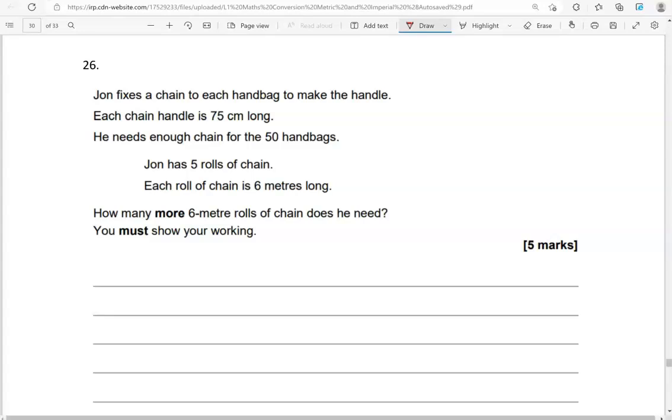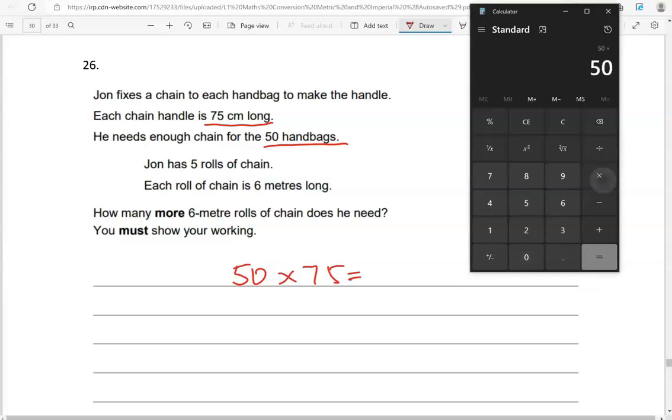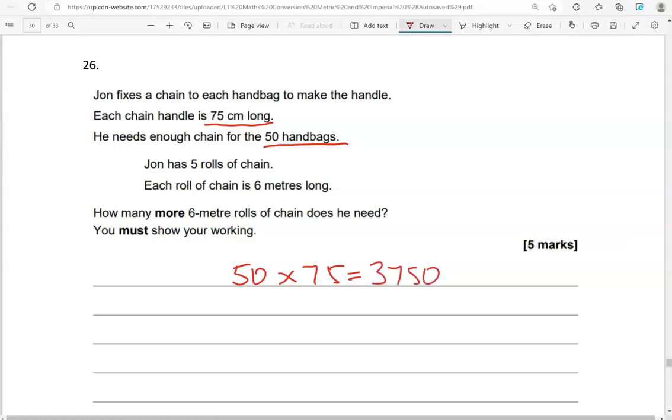So each chain handle is 75 centimeters long, and he has 50 handbags. So we're going to do 50 times 75, which is 3,750 centimeters of chain that he needs. He has 5 rolls of chain, and each roll of chain is 6 meters long, so that is 5 times 6, which is 30 meters.